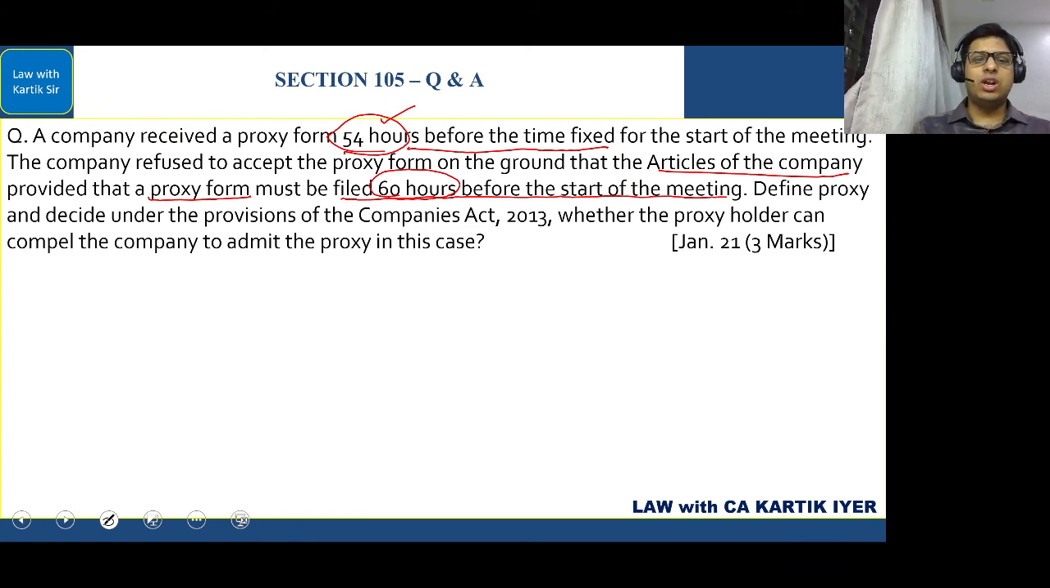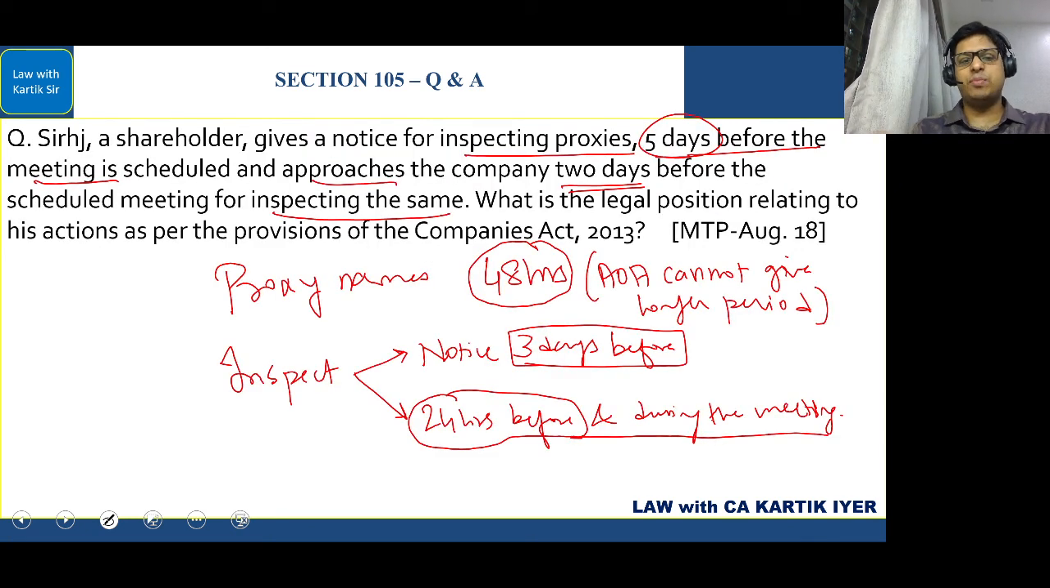So here the proxy holder has compelled the company to admit the proxy. He's saying, no, no, no, the Companies Act says that it is allowed if I give it 48 hours before. Now let's analyze this. This only I explained previously. Proxy name or names can be given 48 hours before the meeting.